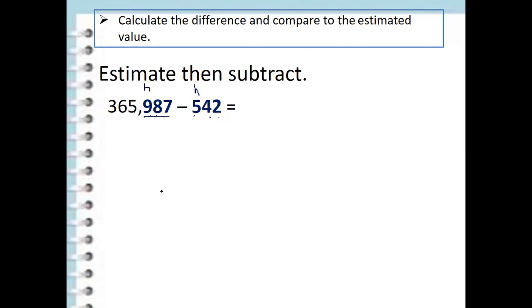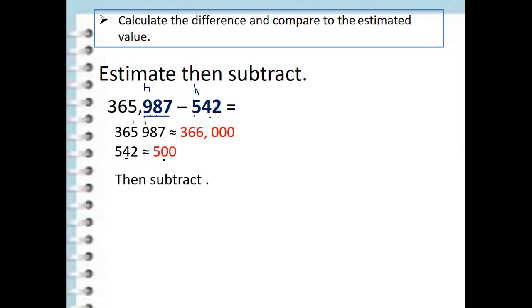What will be the answer? Let's check. 365,987 rounded to the nearest hundred gives us 366,000. Why? Because 8 is more than 5, so it will add 1 here. 9 plus 1 is 10. We cannot write 10, so we write 0 and carry 1 above the 5. That's why the answer is 366,000. How about 542? The 4 is 4 or less, therefore it's just 0, so 500. Now let's subtract and find the estimated difference.